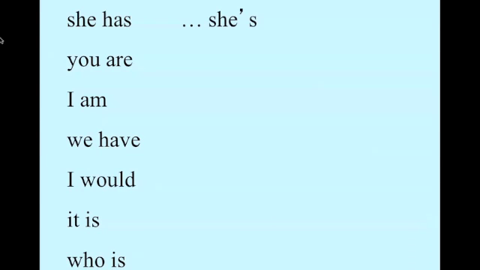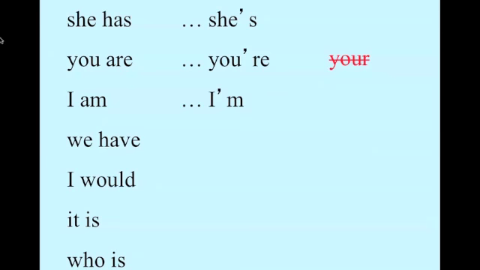She has becomes she's. She apostrophe S. You are becomes you're. You apostrophe RE. Don't get that mixed up with your, which is a pronoun. They're very different words and they have very different meanings. If you want to say you are, you need to say you apostrophe RE.